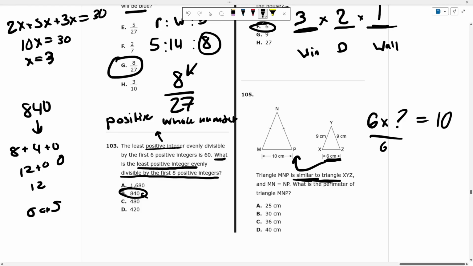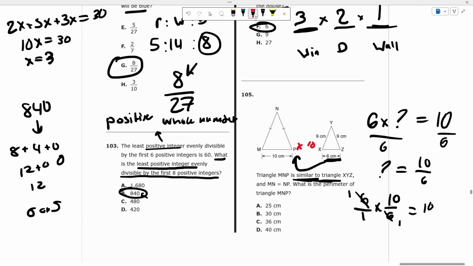Well, can I just divide both sides by 6 and figure it out that my question mark is equal to 10 over 6? Watch. 6 over 1 times 10 over 6. The 2 6's cancel out and you're left with 10. So I know that the magic number in order to get from 6 to 10 is going to be multiplying by 10 over 6. So that's the scale factor. That's the conversion factor.